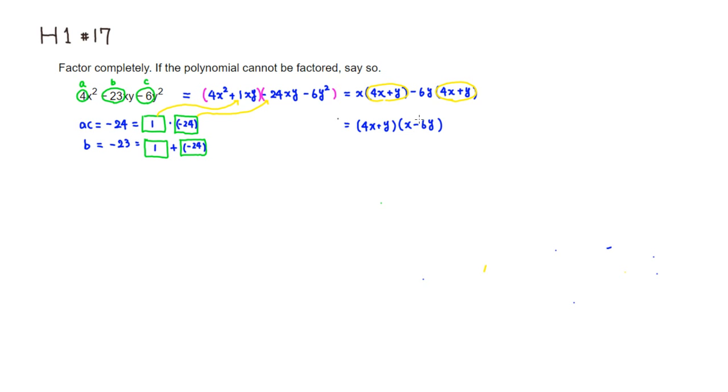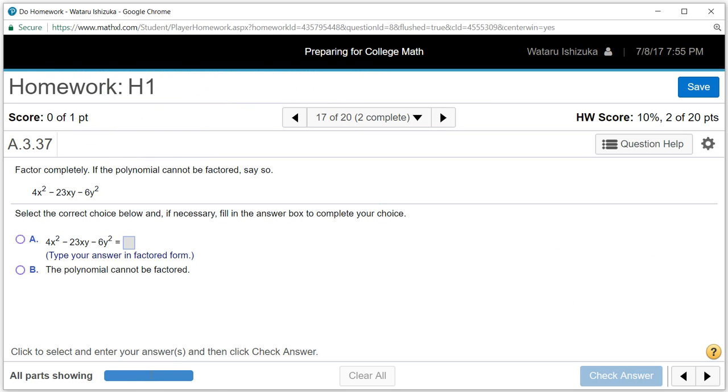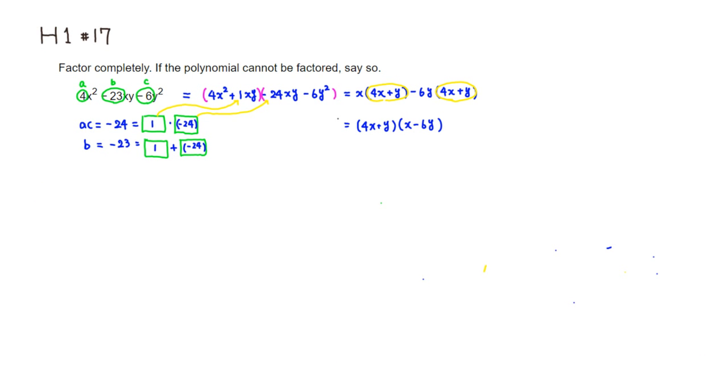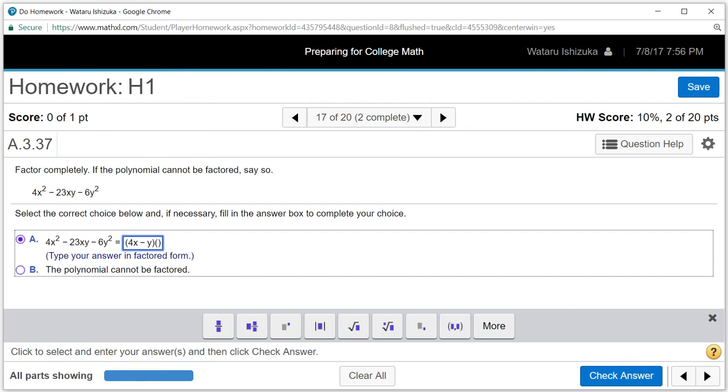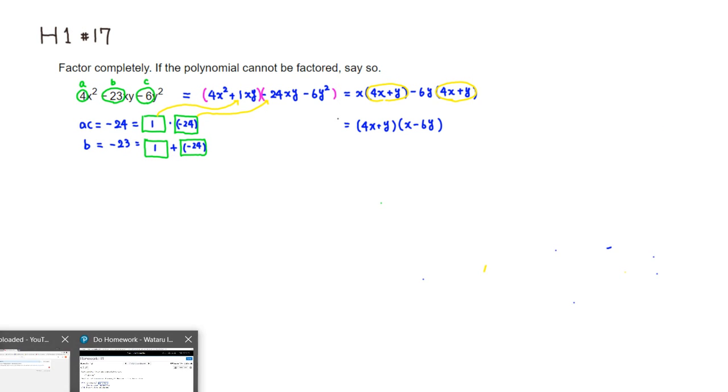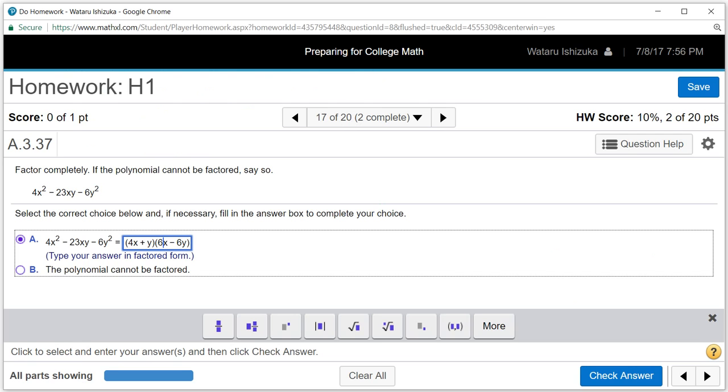Let's type it in. What you get is 4x plus y, times, I forgot what it was, sorry about that, 4x plus y, and then we have x minus 6y. Sorry, I can't remember anything. x minus 6y. Did I type that in correctly?